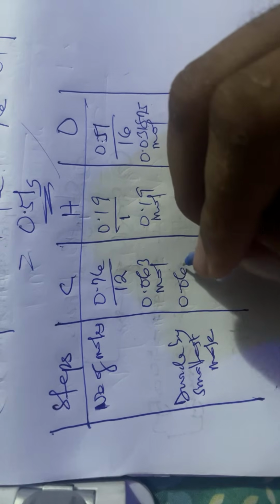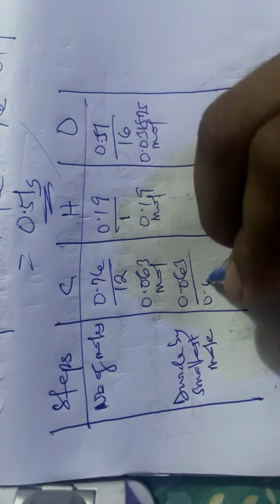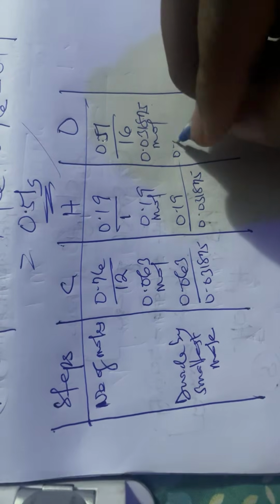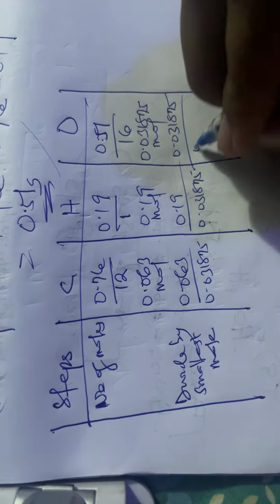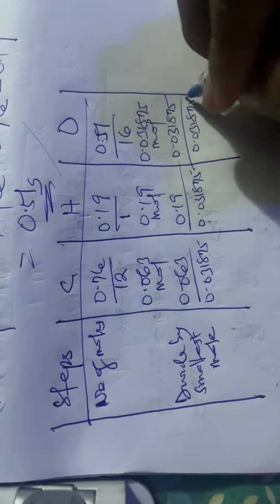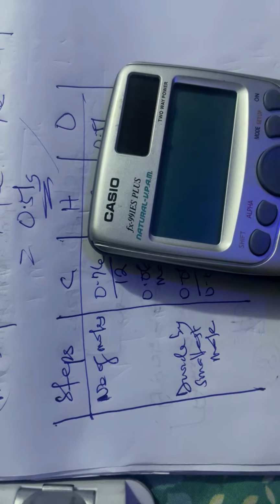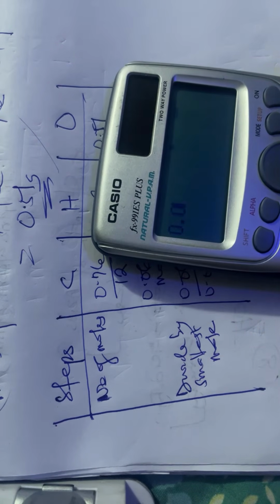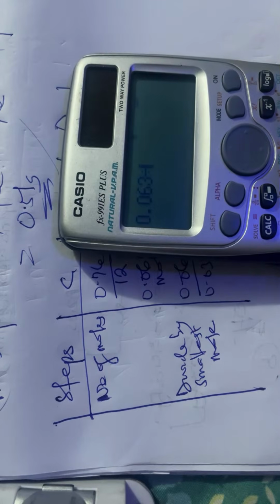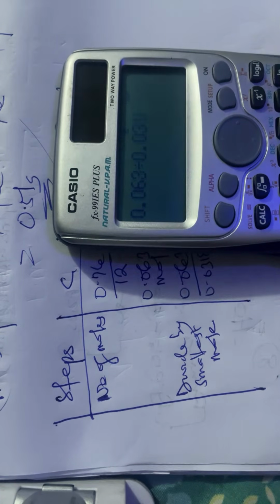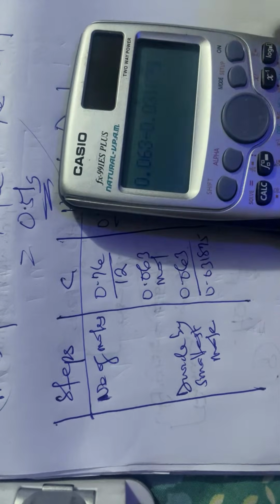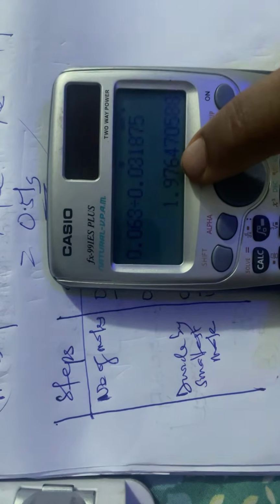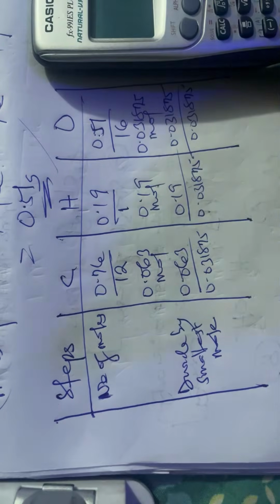So divide: 0.0063 divided by 0.031875, 0.19 divided by 0.031875, 0.031875 divided by 0.031875. All right, so now let's divide. So 0.063 divided by 0.031875. Okay, so we'll be getting 1.97, which is approximately 2.